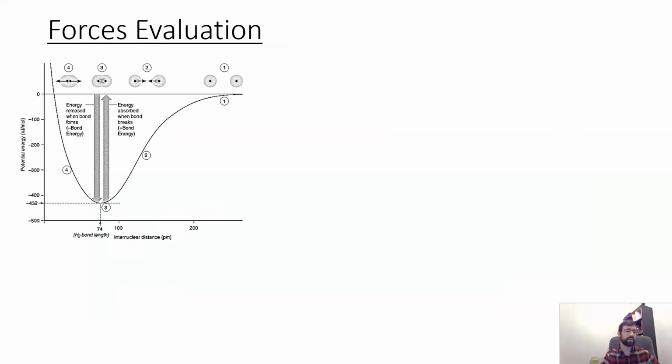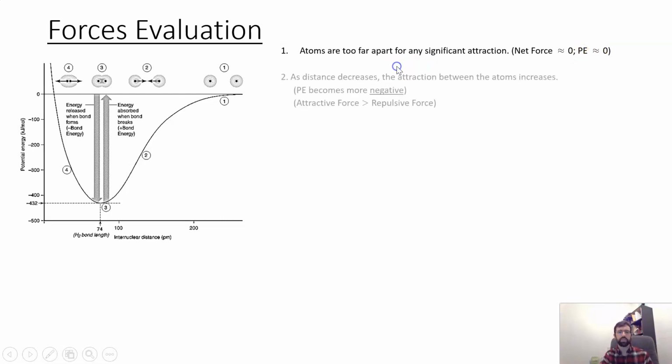All right, I'll go through this slide a little bit more quickly because we kind of talked about it in what we just looked at. Over here on the right side of our graph, we've got a greater distance between the atoms than any of the other spots on here. So the number 1 represents when the atoms are pretty far apart, just like what we looked at on the simulation. Atoms are too far apart for any significant attraction, so the net force is about equal to 0, and the potential energy is about equal to 0.